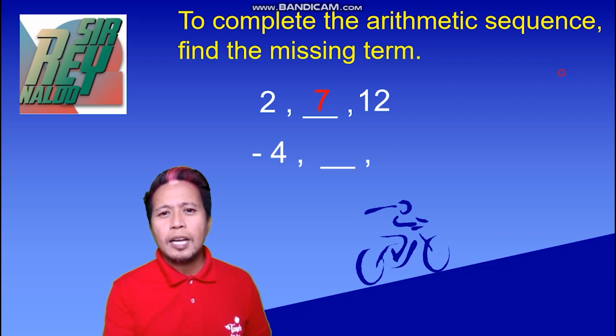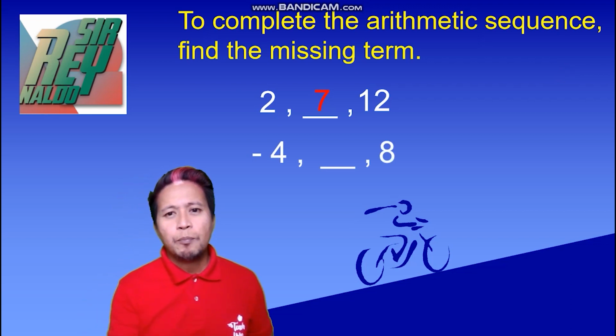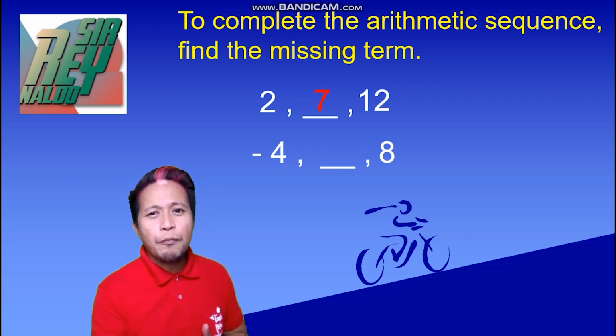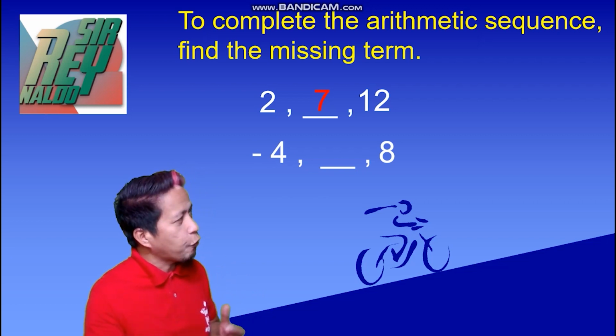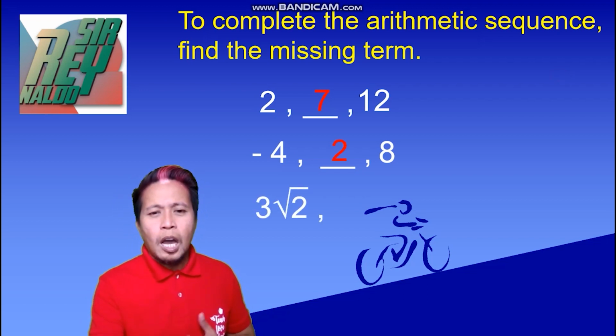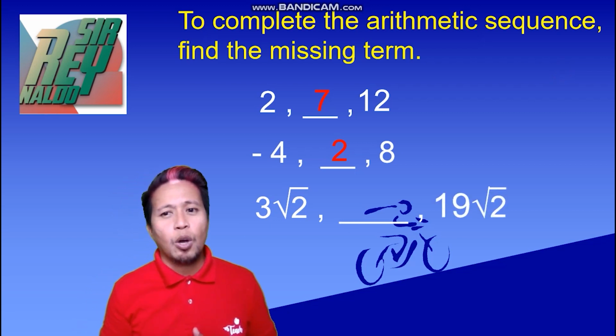And so with negative 4 and positive 8. So what we are going to do now is just add up the negative 4 plus 8 that is equal to 4, divided by 2. So we have positive 2. How about 3 square root of 2 and 19 square root of 2?